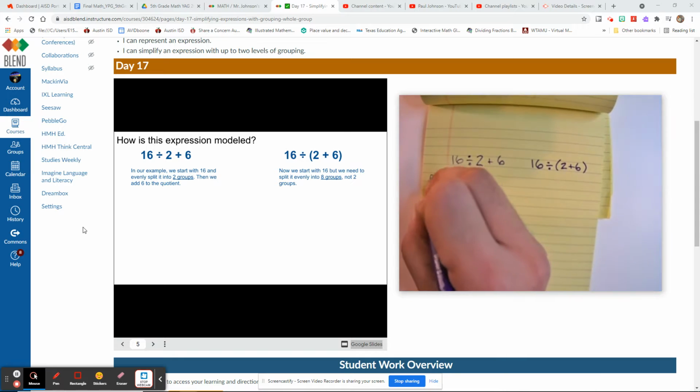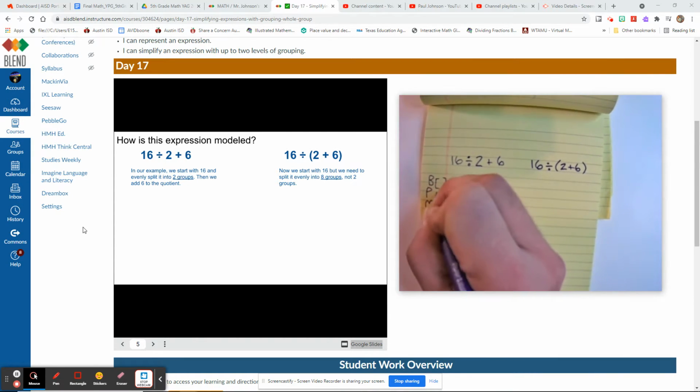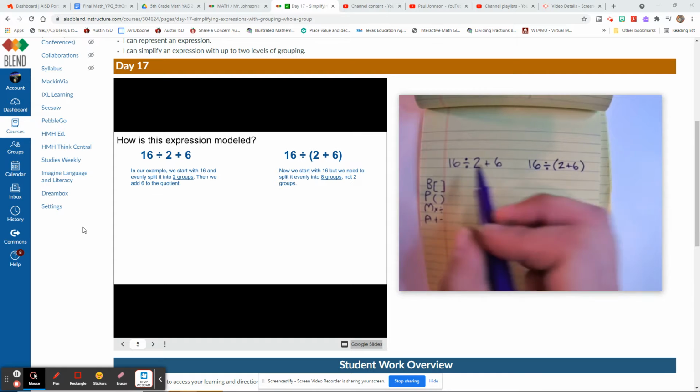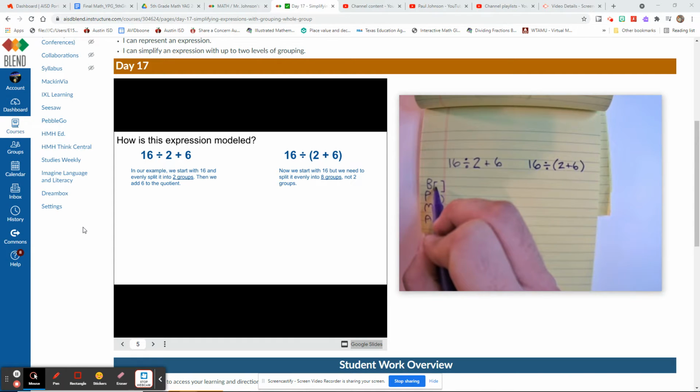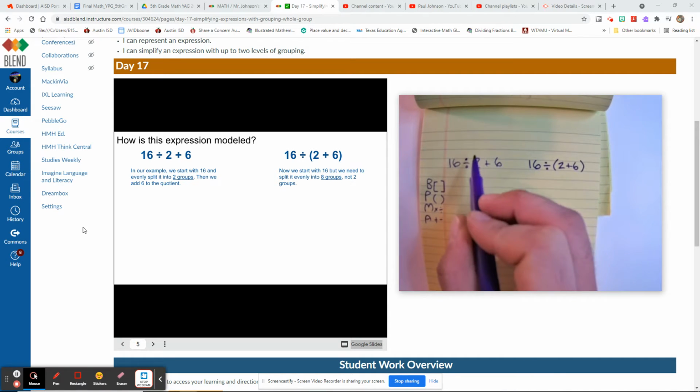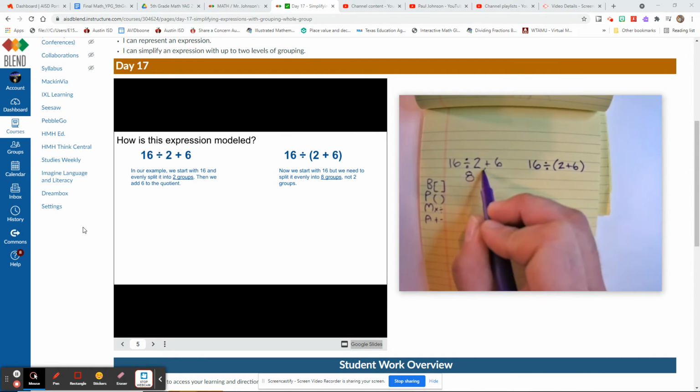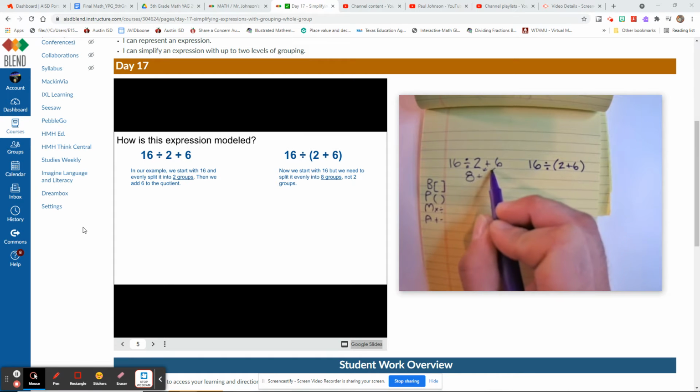So let's go ahead and remember BPMA. Brackets, parentheses, multiplication, division, addition, subtraction. So when we look at this one, first thing on the left, we have no brackets, we have no parentheses, we do have multiplication and division. So our first step is 16 divided into two groups. 16 divided into two groups is 8. I'm going to copy down the plus, copy down the 6, because we did not use those yet.